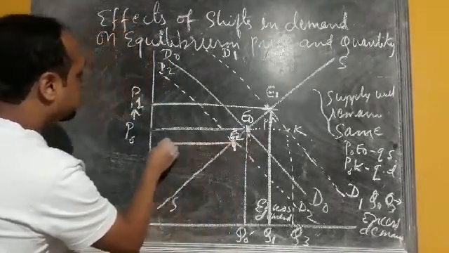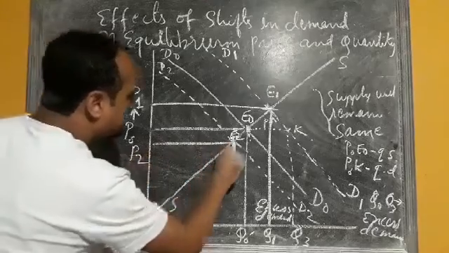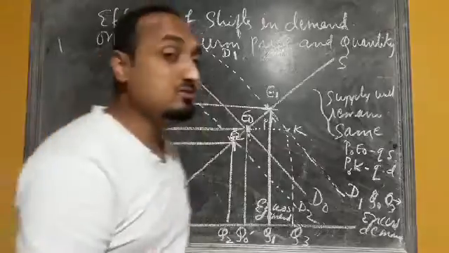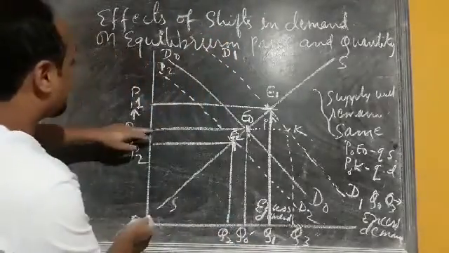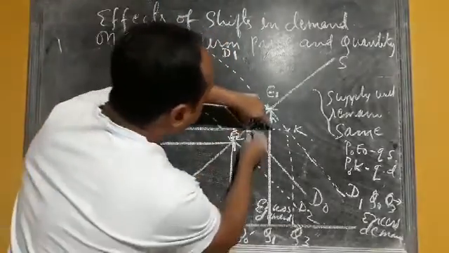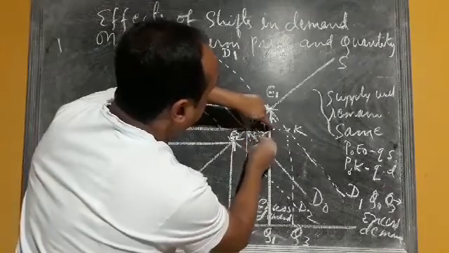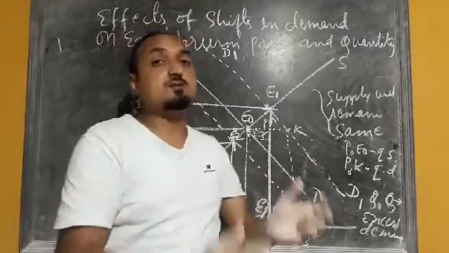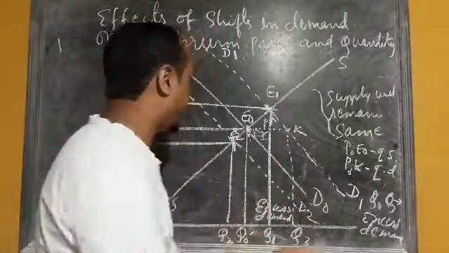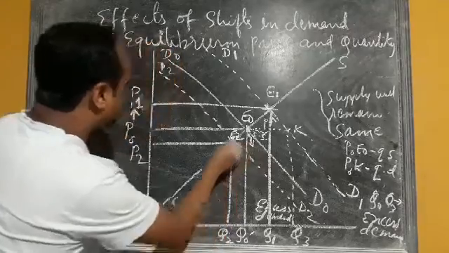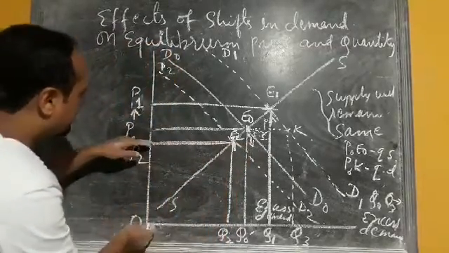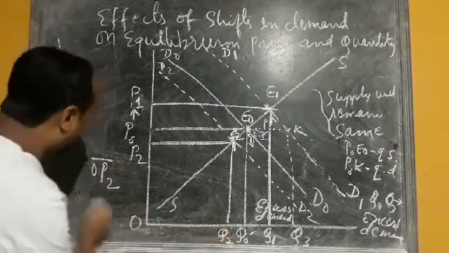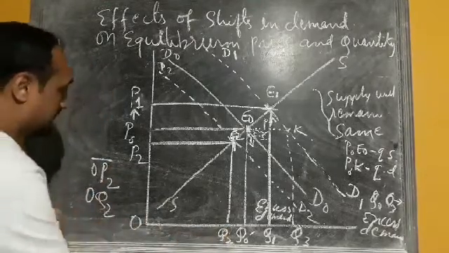So here the price is, suppose say, P2 and the equilibrium quantity is Q2. But if you see at the initial price OP0, a situation of excess supply is arising, and due to that excess supply, it exerts a downward pressure on price. So the price of the commodity is decreasing. That's why we are getting a new equilibrium price OP2 and new equilibrium quantity OQ2.